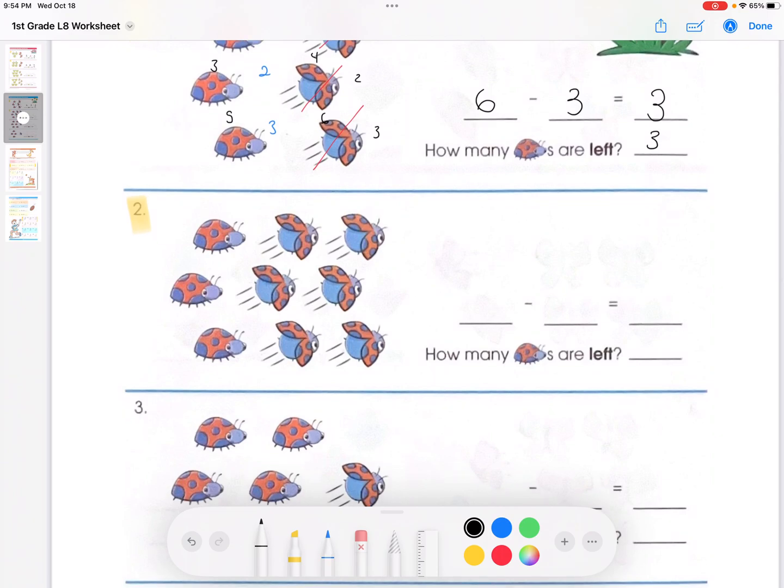So let's count the total number of ladybugs we see here. There are 1, 2, 3, 4, 5, 6, 7, 8, 9. So there are 9 total ladybugs. And how many do we see leaving? 1, 2, 3, 4, 5, 6. We see 6 ladybugs are leaving. So 9 minus 6. How many do we see are left? 1, 2, 3. There are 3 ladybugs left. So 9 minus 6 is equal to 3.